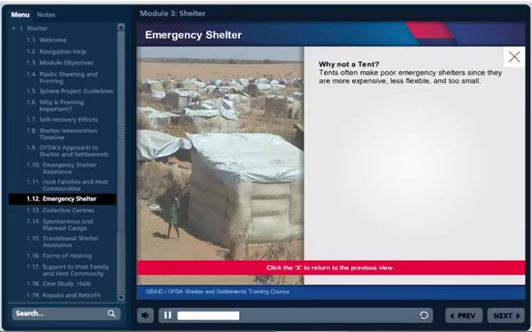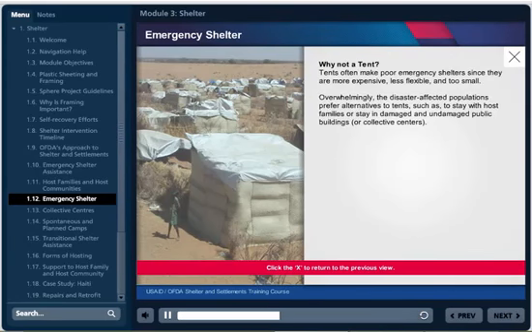Furthermore, anecdotal evidence collected by USAID OFDA during several humanitarian responses indicates that tents are rarely a priority to disaster-affected households. Overwhelmingly, the disaster-affected populations prefer alternatives to tents, such as staying with host families or staying in damaged and undamaged public buildings or collective centers.